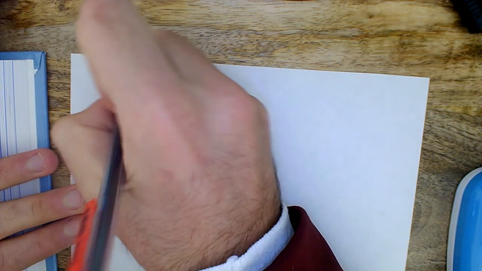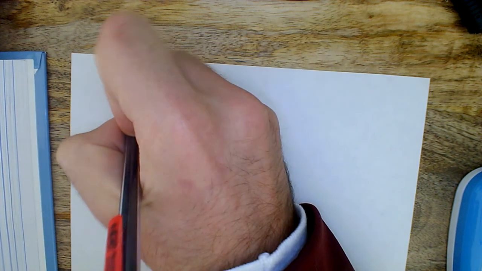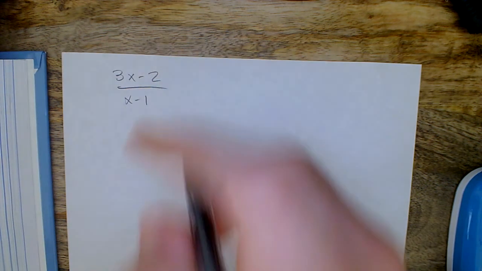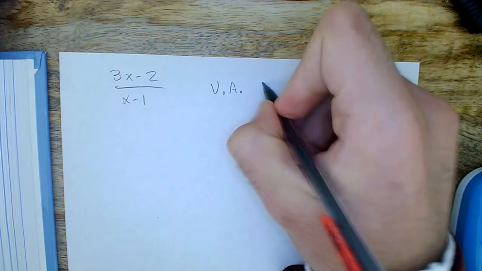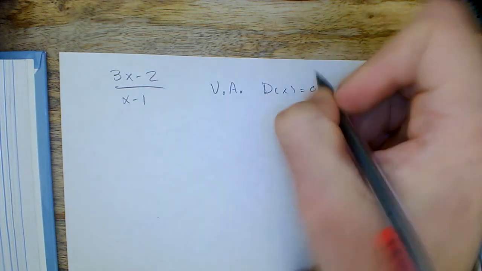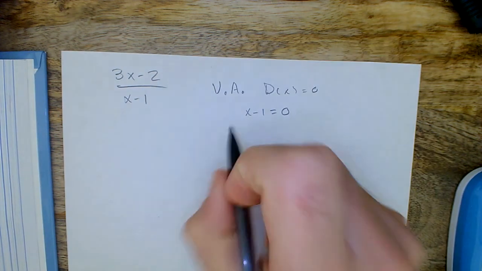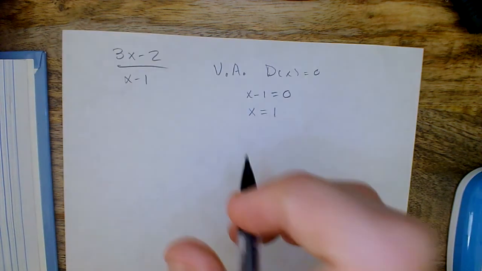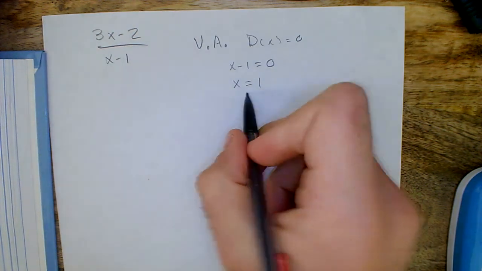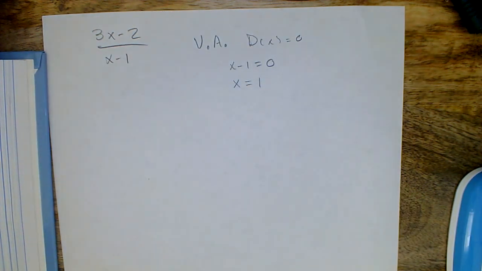So let's do another one. Let's do 3x minus 2 divided by x minus 1. So again, the vertical asymptote will go first. So we set d of x equal to 0, so x minus 1 equal to 0. Then we add 1 to both sides to solve for x. So x equals 1 is our vertical asymptote candidate here.